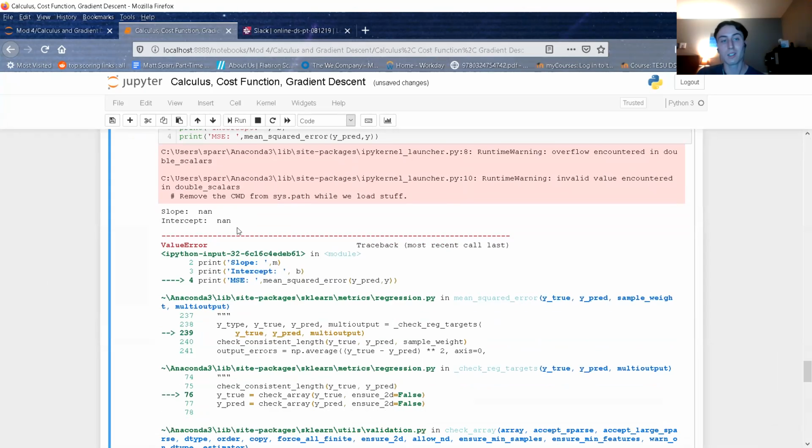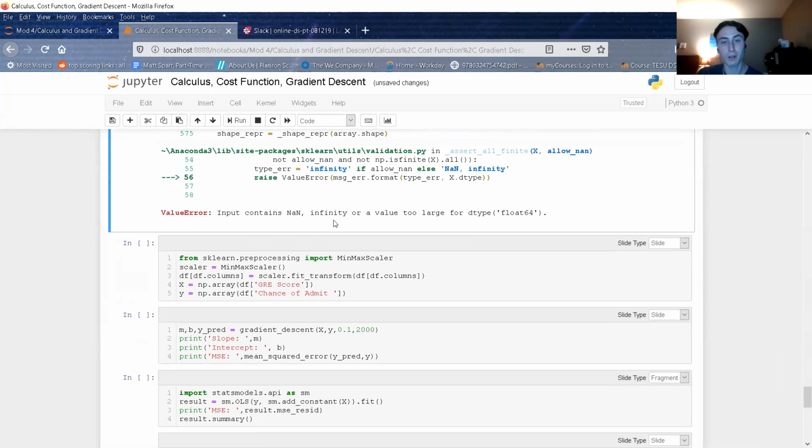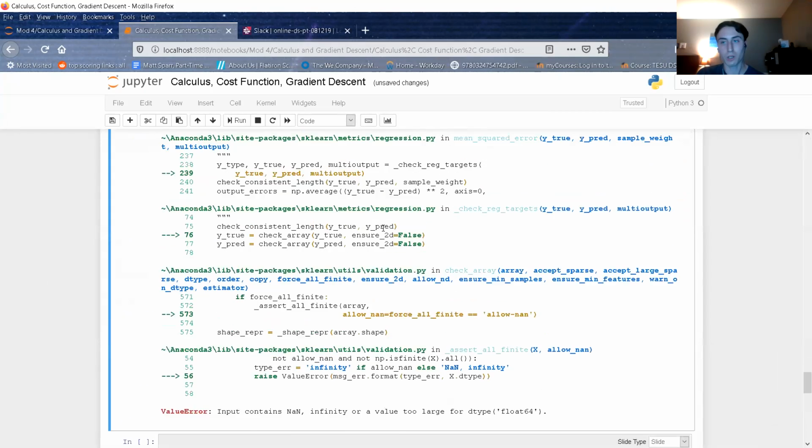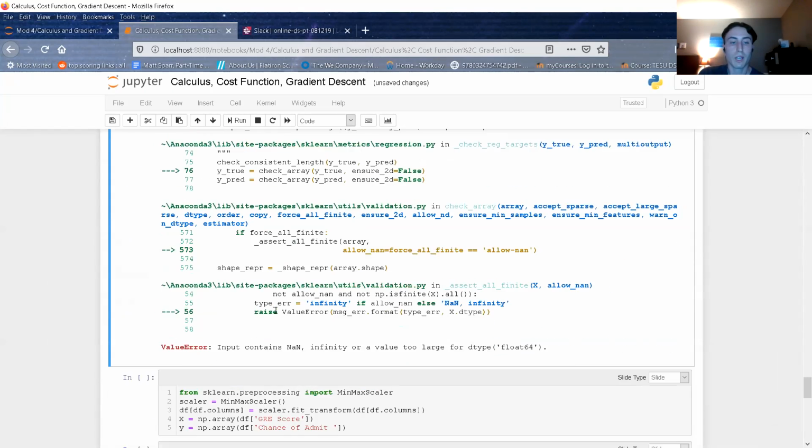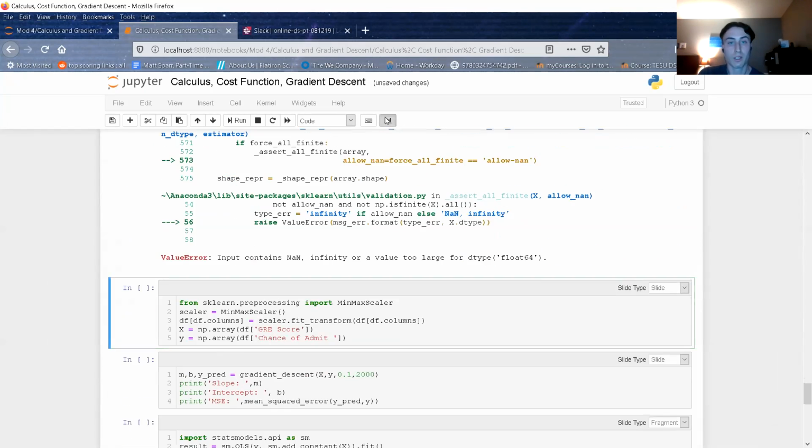All right, so you may not be able to see this in the slideshow. Basically, we got not a number for both. We got some big error: input contains infinity. So what happened was our learning rate was too large, and we ended up doing that thing like in the one picture where it bounces out of the gradient. So we have to do something different.